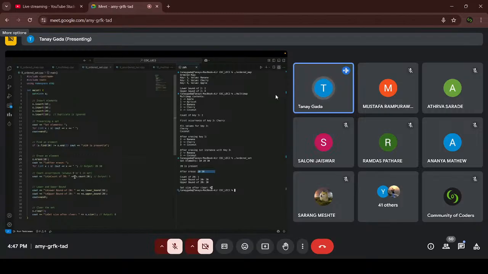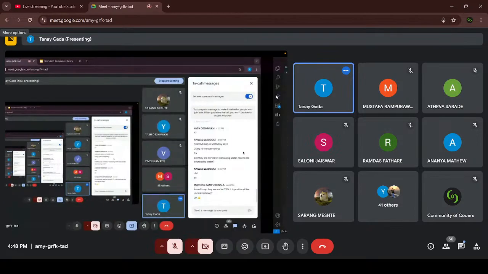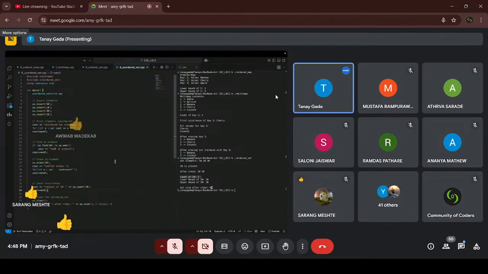Count of 20. In an ordered set or unordered set, count would be 0 or 1. If it's present, it would be 1. If it's not present, it's 0. It's present, so it's 1. And the lower bound, upper bound function. Do we have any doubt here? Okay. Similarly, unordered set. I will be sharing this. You can see this. It's almost the same, like 99% the same.